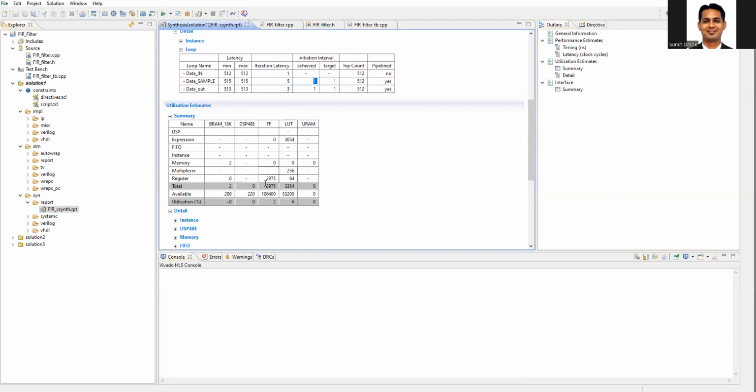And you can see that the resource utilization is around 3K flip-flops and around 3.3K LUTs.